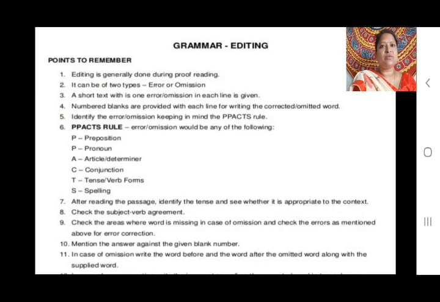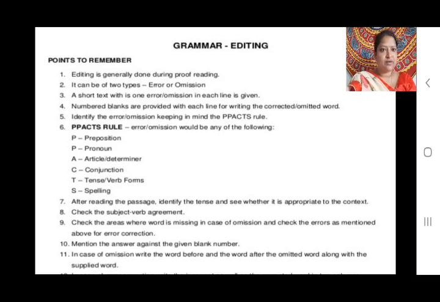So let's come to the quick reminder. What are the points we have to remember for editing? Editing is generally done during proofreading. It can be of two types, as I have already told you: error finding or omission, the missing word. A short text which has one error or omission in each line is given. So in each and every line there will be one mistake.